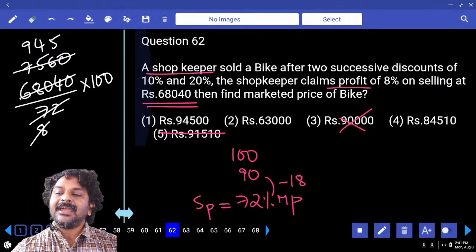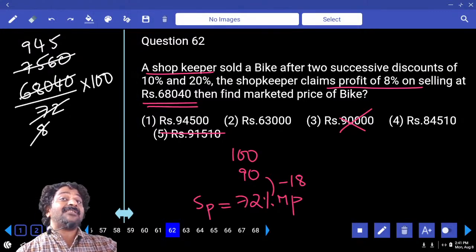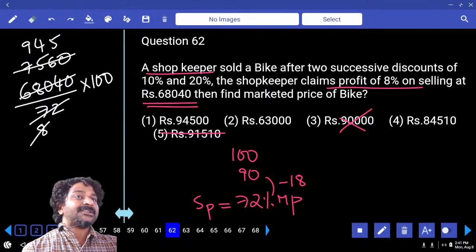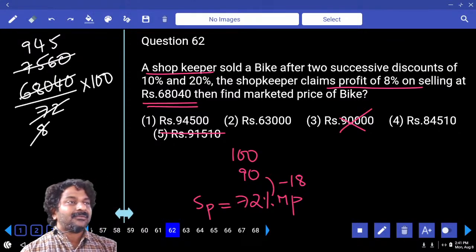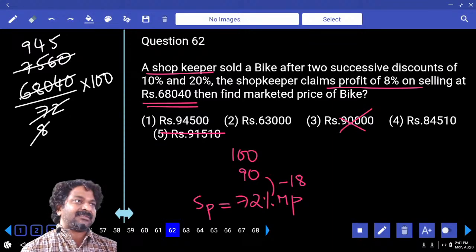See, they mentioned an 8% profit, but 8% profit is always calculated on the cost price. Do we know the cost price? No. So it is a comparison only between the market price and the selling price. That's it.